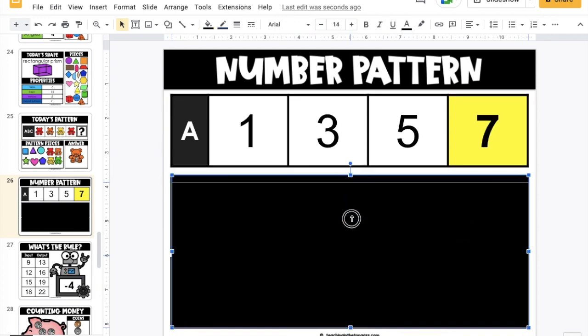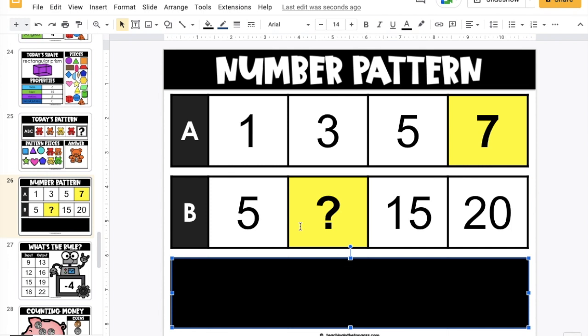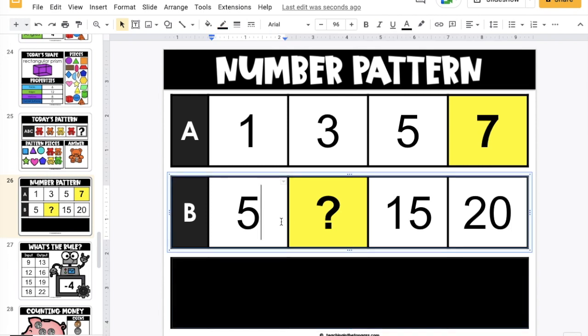That's a jump of 2. Let's go ahead and look at B. 5, 15, 20. So I know the number is going to be somewhere in between 5 and 15. Let's go ahead and take a look at these last two, 15 and 20.